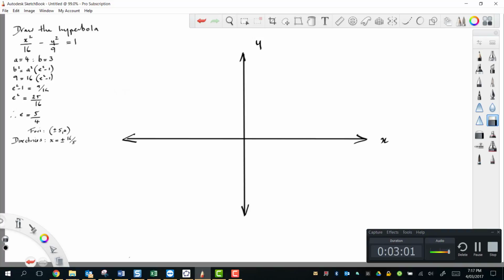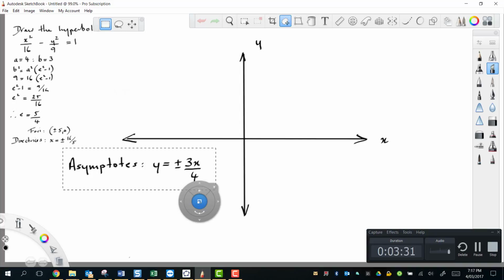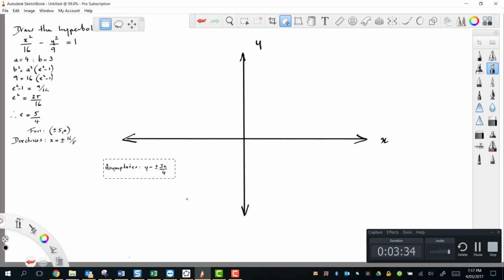Next, we need the asymptotes. As we looked at previously, the asymptotes are y equals plus or minus bx on a, so that's going to be 3x on 4, 3/4 x. And again, I'll just move that over, down a little bit.